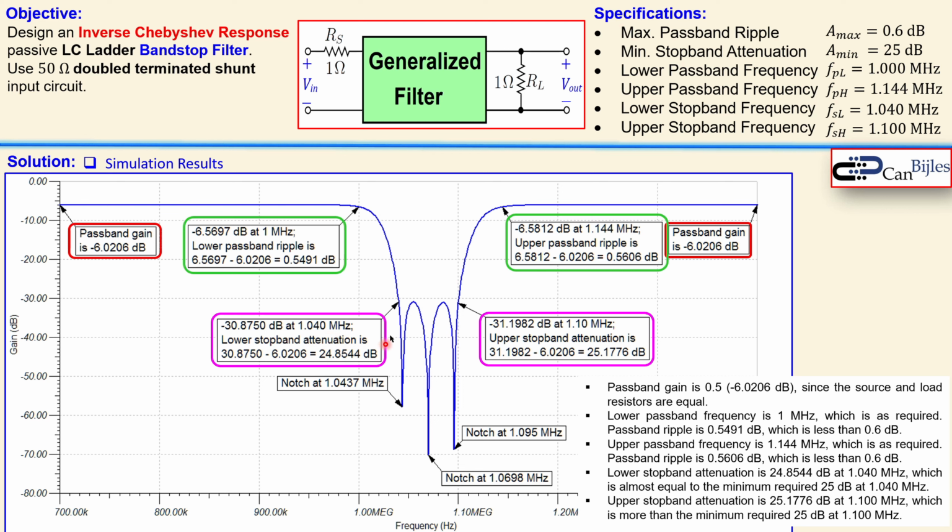We also see that we have a couple of notch frequencies here. These are the points where we have the lowest gains. So in total we can say this is good enough for our design, and we have achieved our goal for this circuit for the inverse Chebyshev response for the LC ladder configuration.